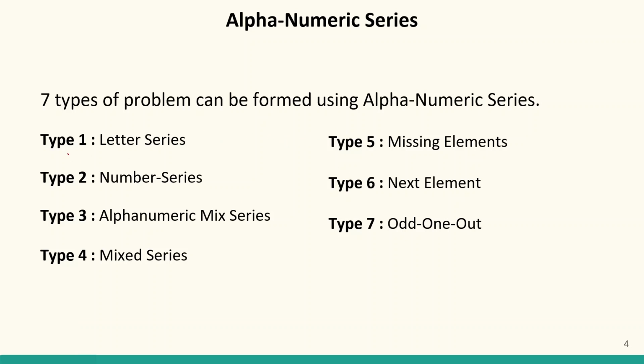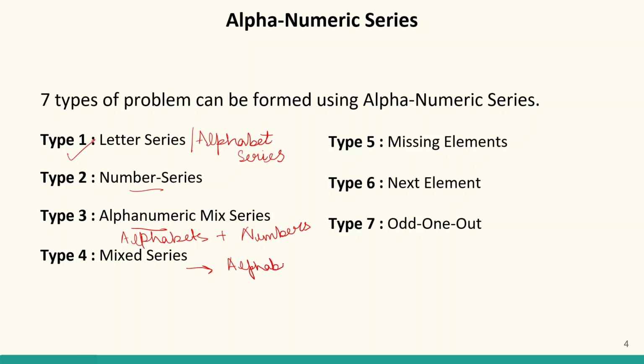These are the types. Type 1 is letter series. We can also call this alphabet series. Type 2, we have number series, which deals with numbers. Then type 3 is alphanumeric series, which is alphabets plus numbers. Then we have mixed series. In mixed series, we have alphabets plus numbers, plus we also deal with symbols.